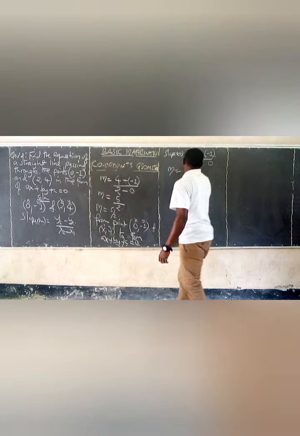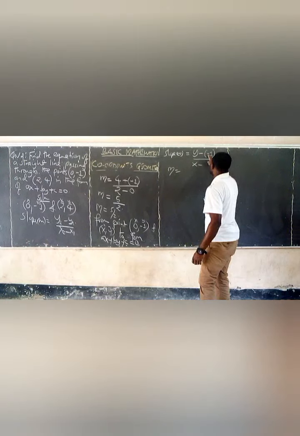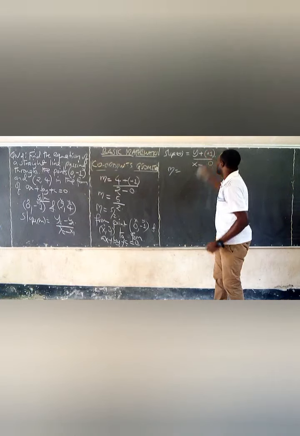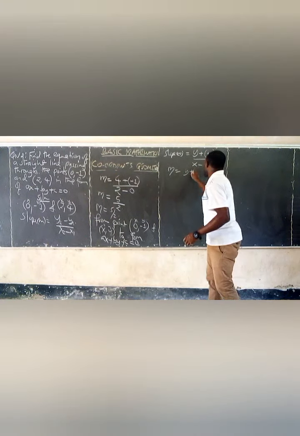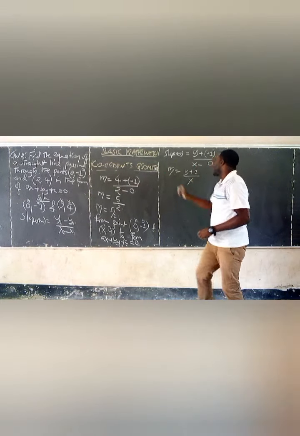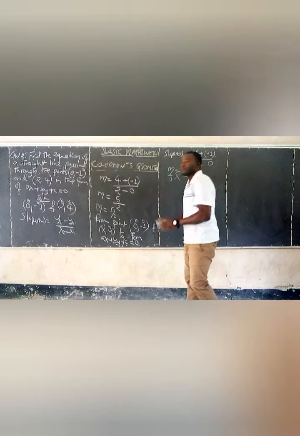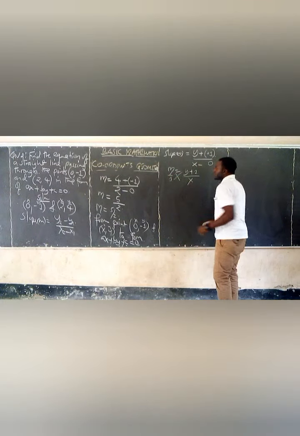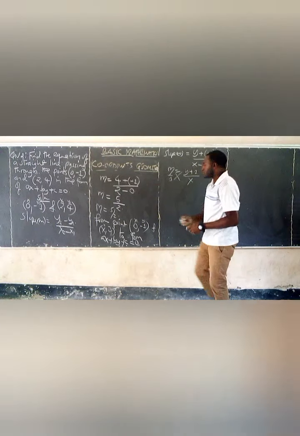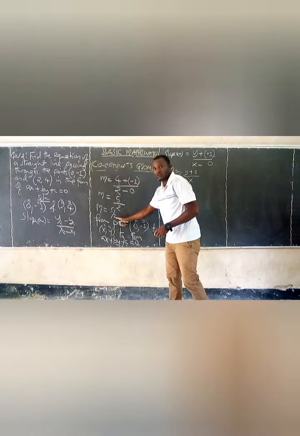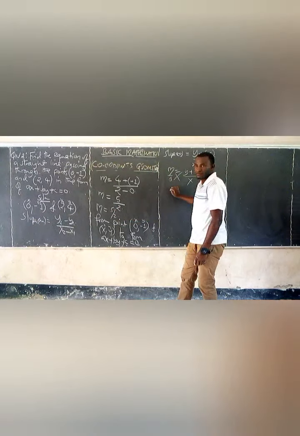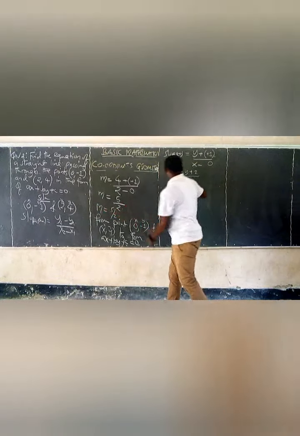So m is equal to y minus bracket -1. Negative times negative gets positive. So it is equal to y plus 1, then over x minus 0, which gives x. Then put 1 here and do cross multiplication. Therefore, m times x gives mx. But remember, the value of m we have obtained, which is 5 over 2. Then you're going to substitute 5 over 2 where there is m.